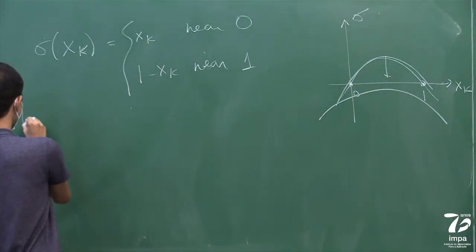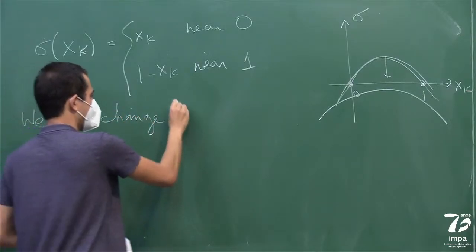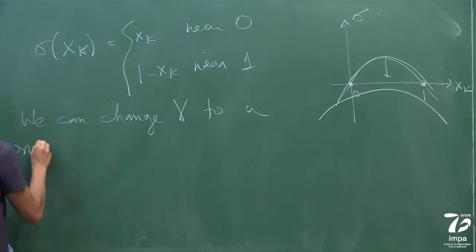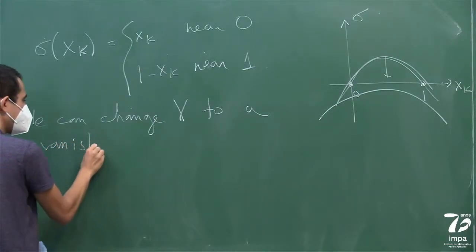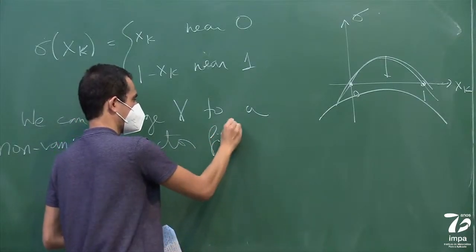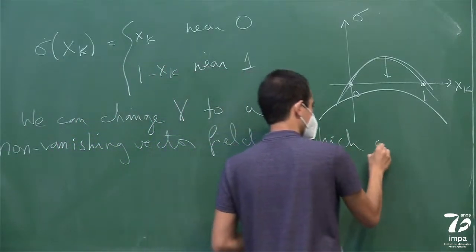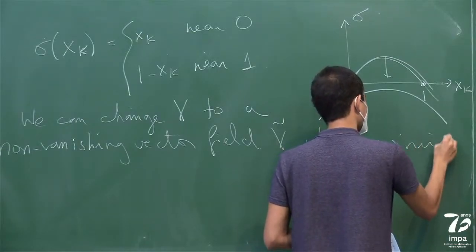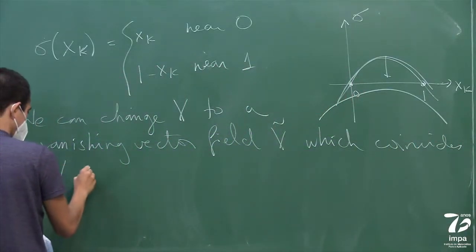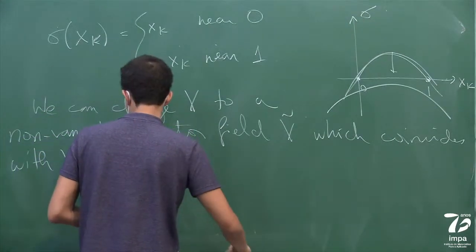So now we can change V to a non-vanishing vector field, V tilde, which coincides with V away from, or outside, this neighborhood.